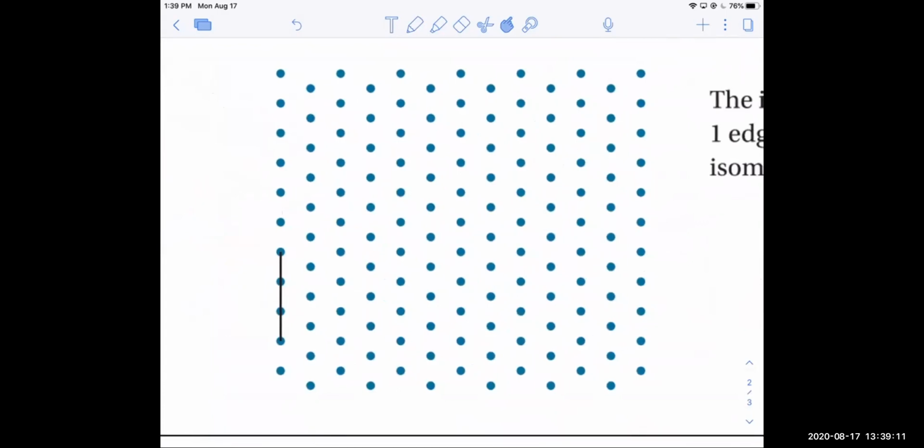The thing that's special about isometric dot paper is that when you draw a segment, let's say you go 3 in this direction, and you go 3 at a diagonal, those distances will be the same.